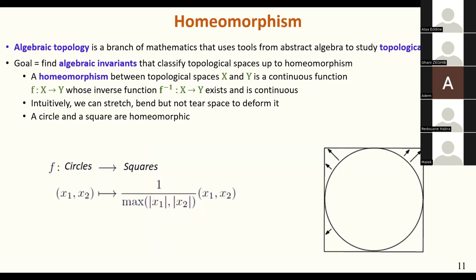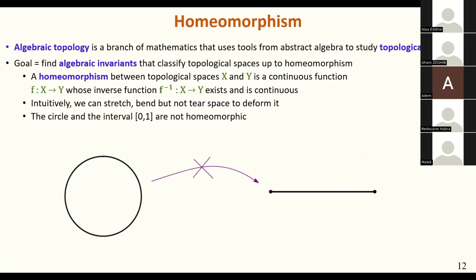Another example of two homeomorphic spaces would be the space of circles and the space of squares. Through this application, we can project each point radially to the square, and the inverse is also correct. But a circle is not homeomorphic to an interval, because to get an interval from a circle, we have to cut it, which is not allowed.